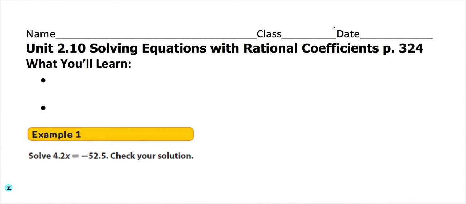So today we're going to look at Unit 2.10. This is called Solving Equations with Rational Coefficients. And this is in our textbook on page 324. Go ahead and write today's date for me up at the top.